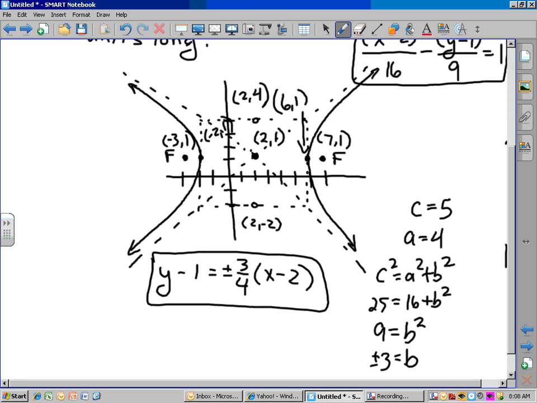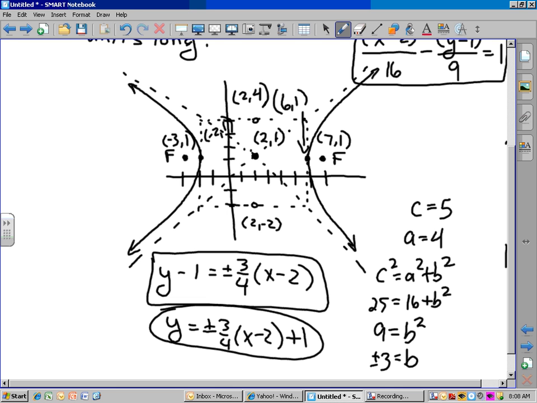That is the equations of the asymptotes. And we could get y by itself if we needed to. We could say y equals plus or minus 3/4 x minus 2 plus 1. And that's probably the better way to go. That's probably going to make more sense. So we could ask you to find the equations of the asymptotes as well. Something that could occur. Any questions on that example?